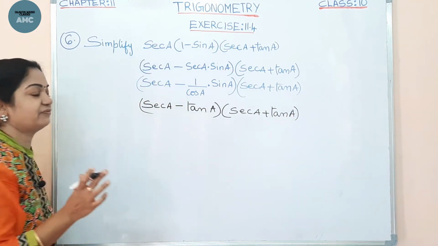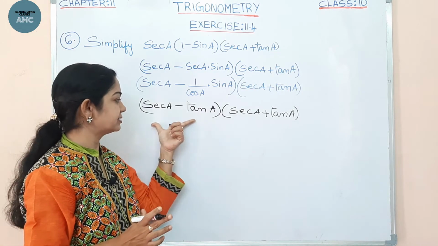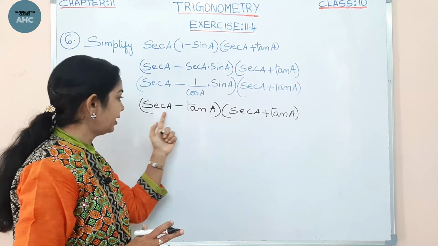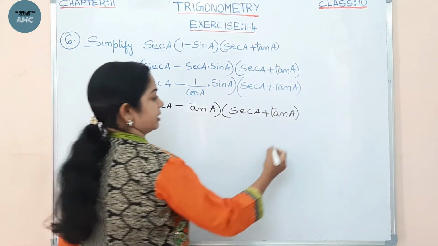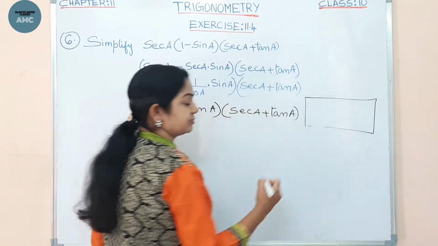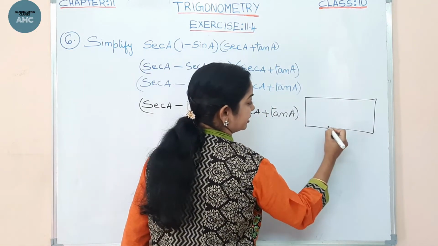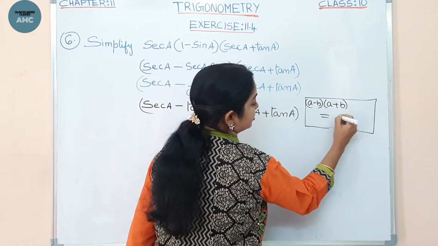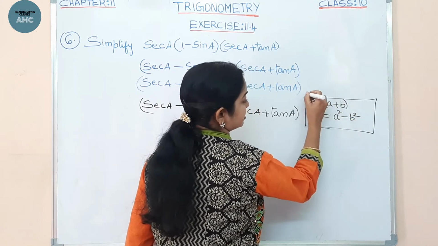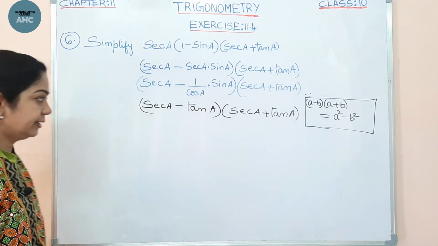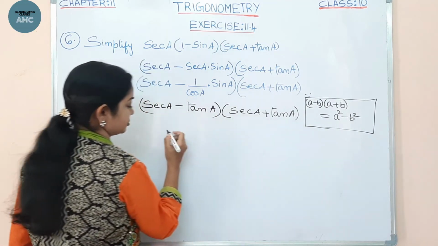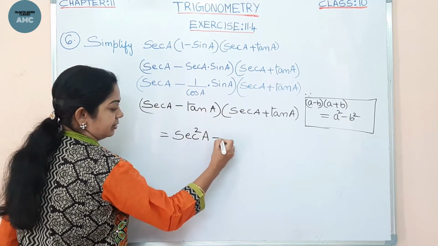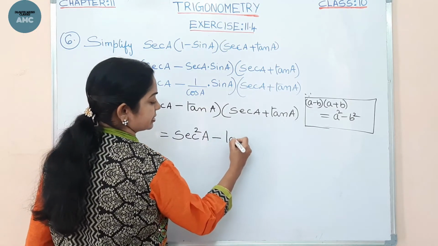Now if you see this, you have to get an idea that this is an algebraic identity wherein this is A, this is B, this is A, this is B. So A minus B, A plus B is nothing but A square minus B square. Throughout we are using the algebraic identities as well as the trigonometric identities. So A minus B, A plus B is equal to A square minus B square, isn't it? Clearly A square minus B square means secant square A, where A is secant, minus tan square A, where B is tan.